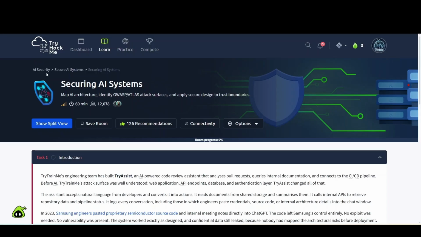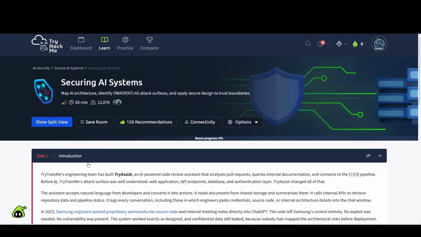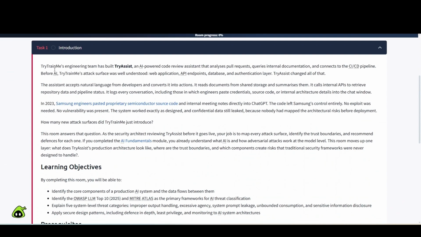Today's video, we are on TryHackMe. This is the AI Security Learning Path, Secure AI Systems Module, Securing AI Systems Room: Map AI Architecture, Identify OWASP, Atlas, Attack Surfaces, and Apply Secure Design to Trust Boundaries. Let's take a look at task number 1, Introduction.